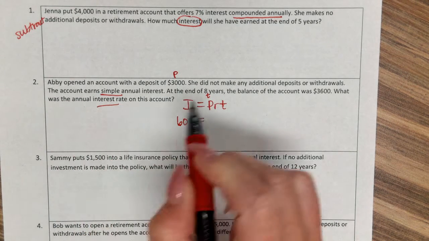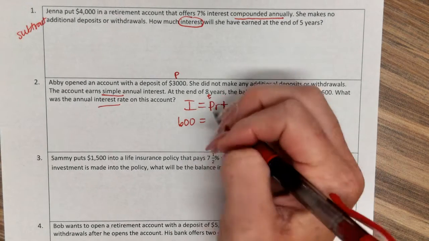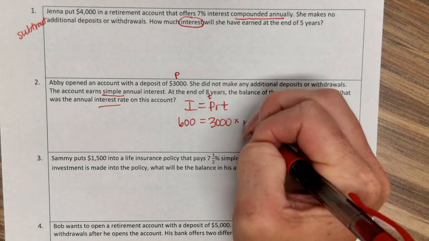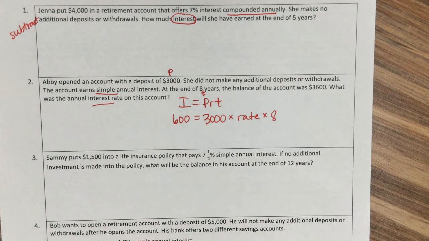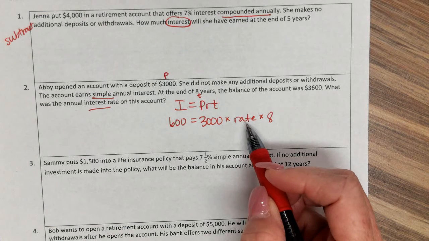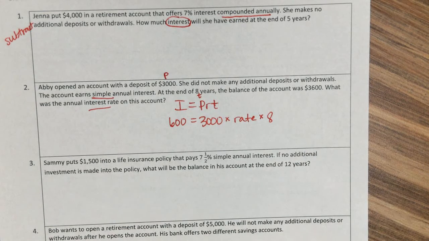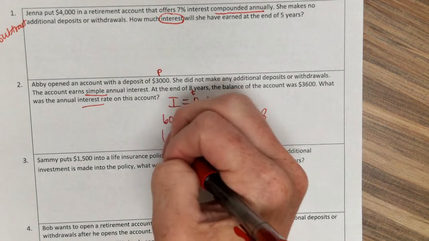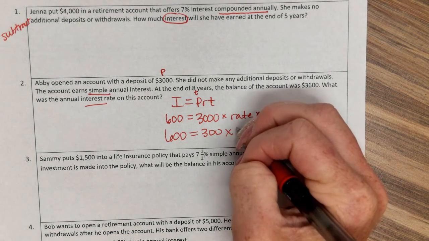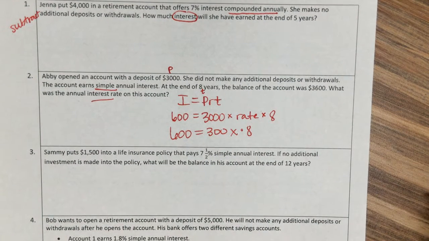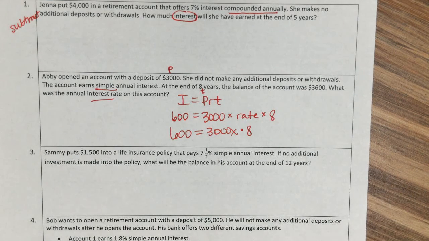What was the rate? So I'm going to plug in for P, 3,000, times the rate, times the time. How much time? 8 years. Is that an equation? Yes or no? Yep. What can I call the rate when I don't know it? X. You don't get to make up a number. When we don't know a number in math, we call it X. So I have 600 equals 300 X times 8. I meant to put 3,000. Thank you. All right, so here we go.